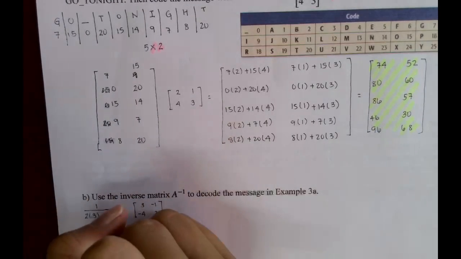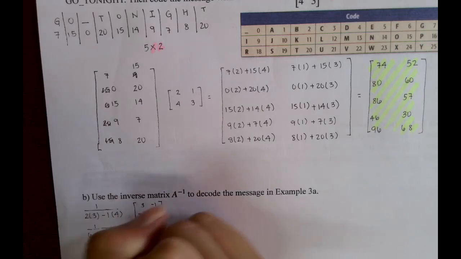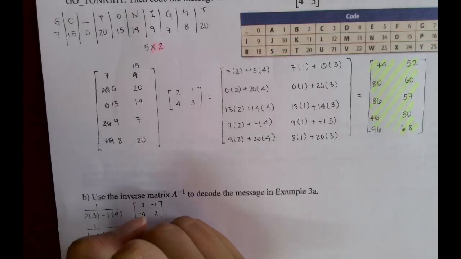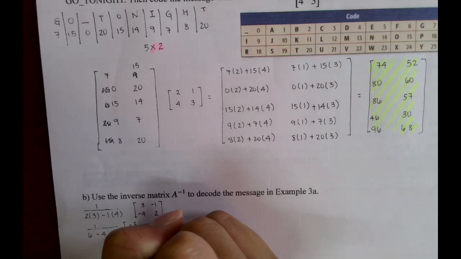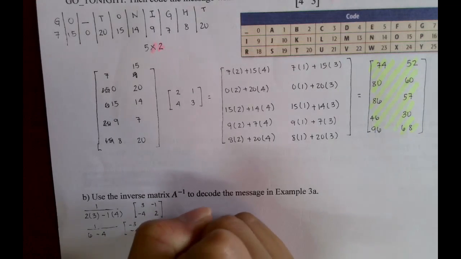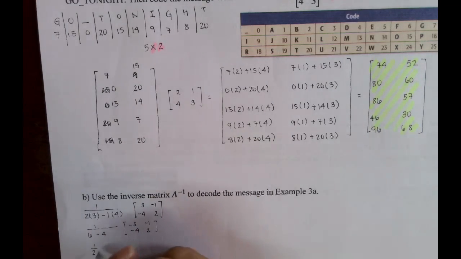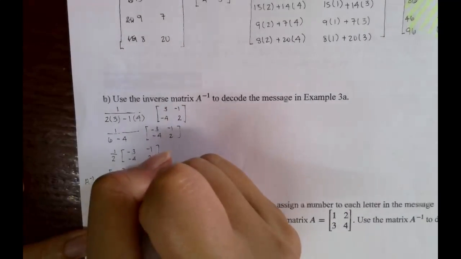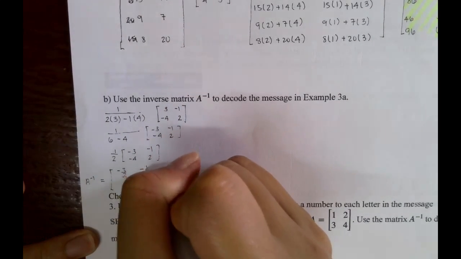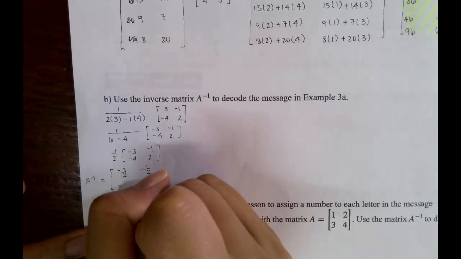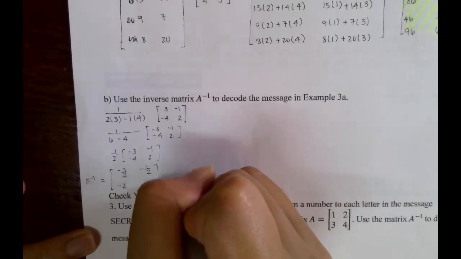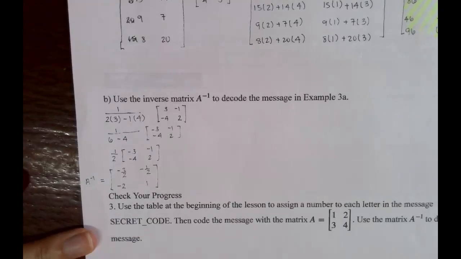Then I'm going to simplify this. 2 times 3 is 6. -1 times 4 is -4. This becomes 1/2. So then my inverse, A inverse, here is going to be 3/2, -1/2. Half of -4 is -2, and half of 2 is 1. So this is my inverse matrix.